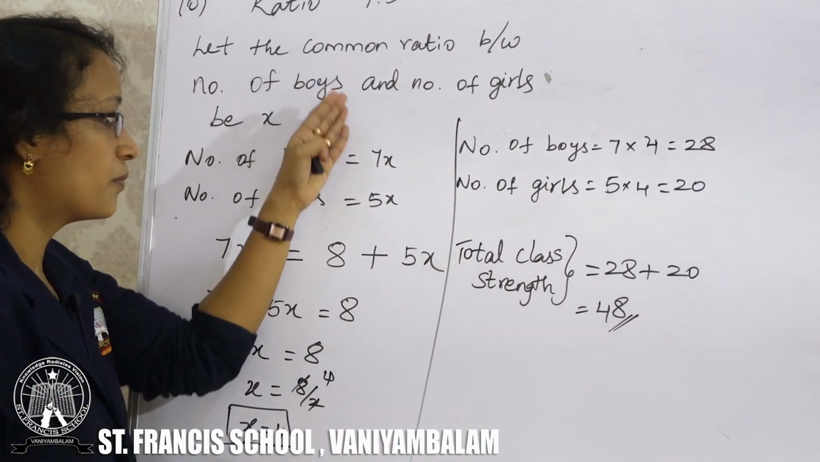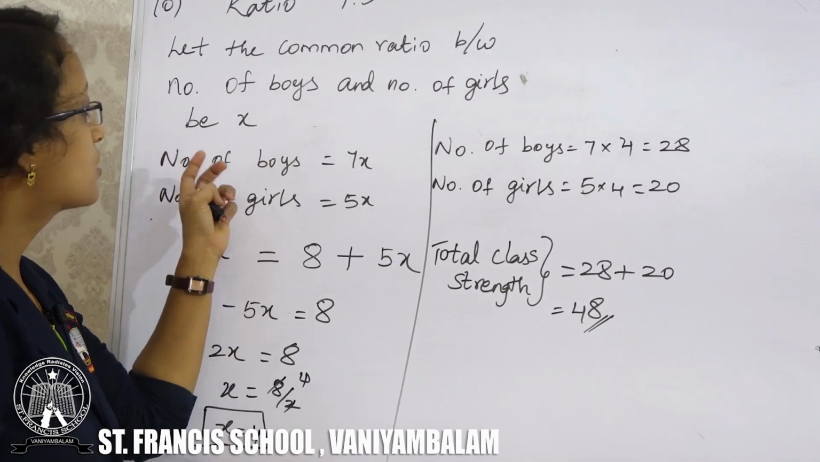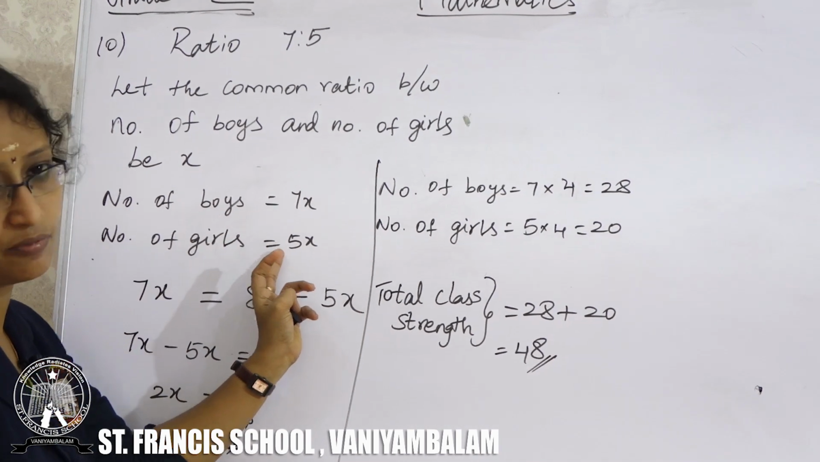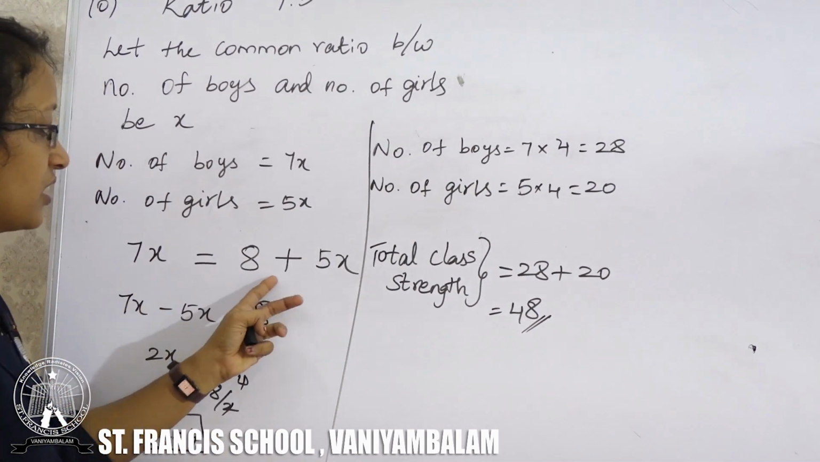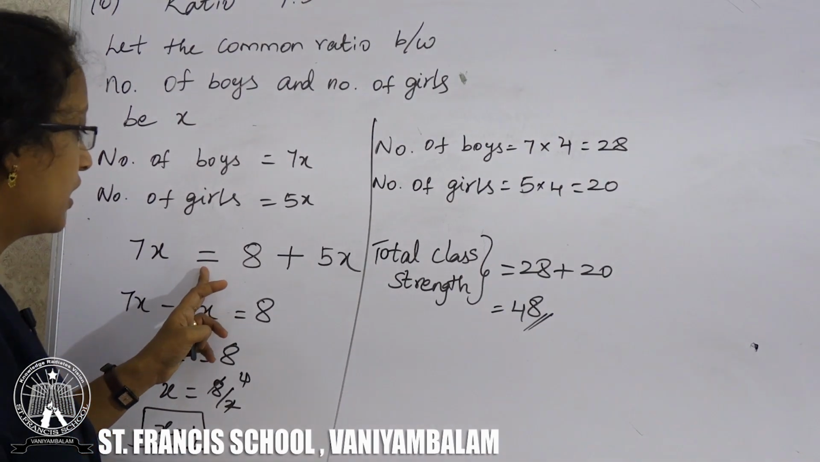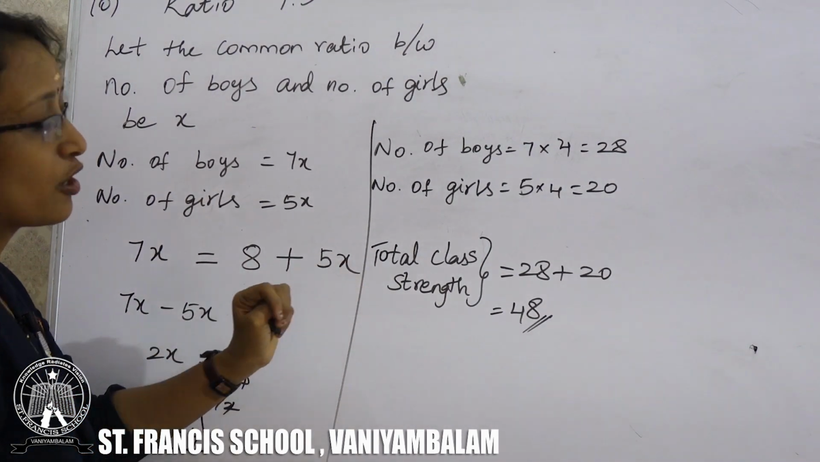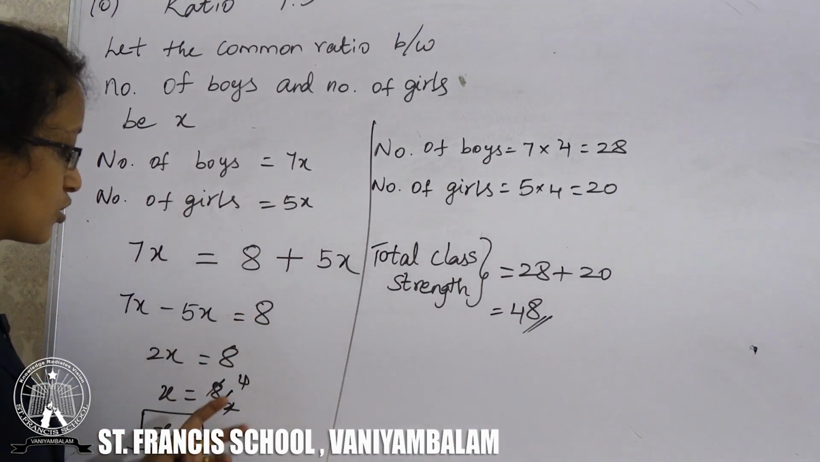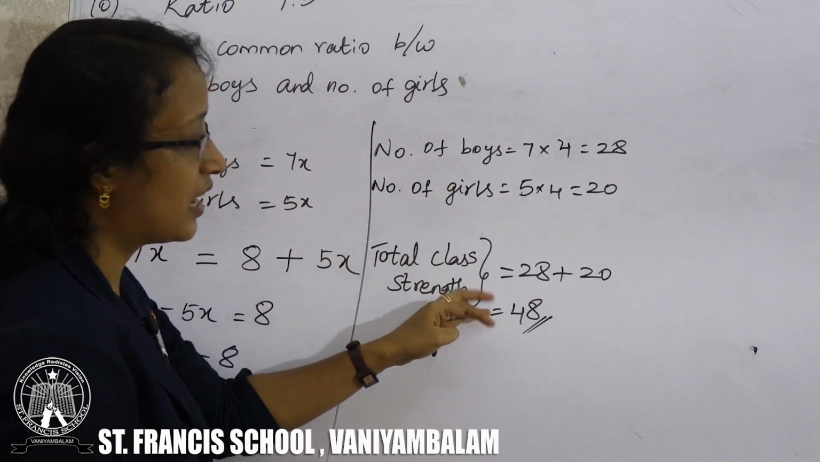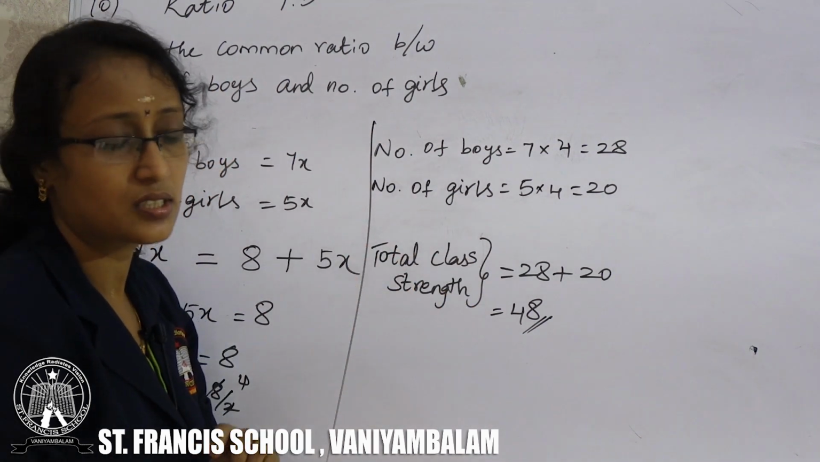So let us take the common ratio as x. So multiples of 7, that is 7 into x and 5 into x. And it is given in the question, number of boys is equal to 8 more than number of girls. So 8 plus 5x. Solve this, you will get the x value and find number of boys and number of girls and the total strength from here. Right? Yes.